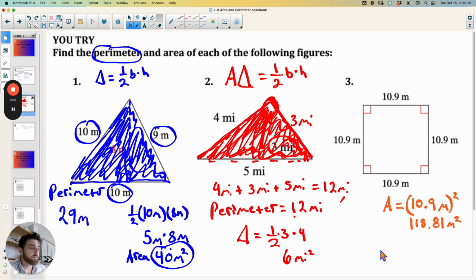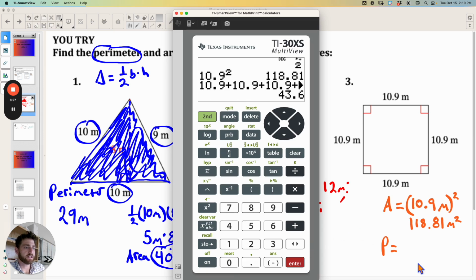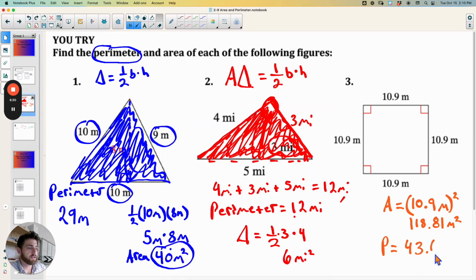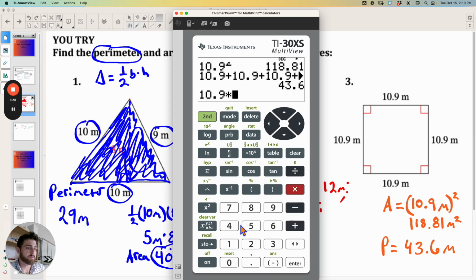Now to find the perimeter, we need to add up all the sides. So that's going to be 10.9 plus 10.9 plus 10.9 plus 10.9. I have 4 10.9s. And that's going to give me 43.6 meters. Now I could have also done 10.9 times 4 to get the same answer.